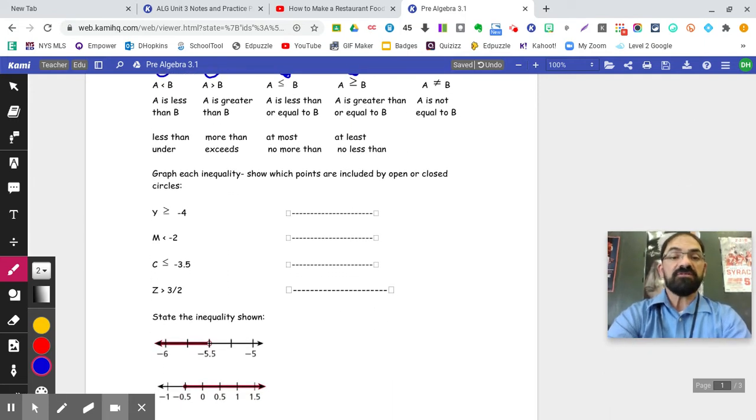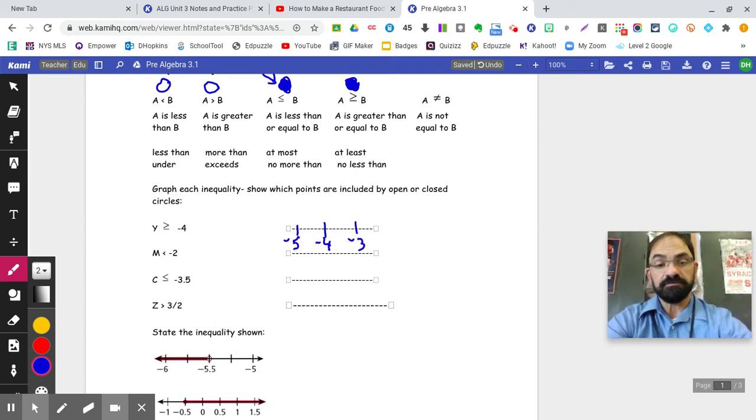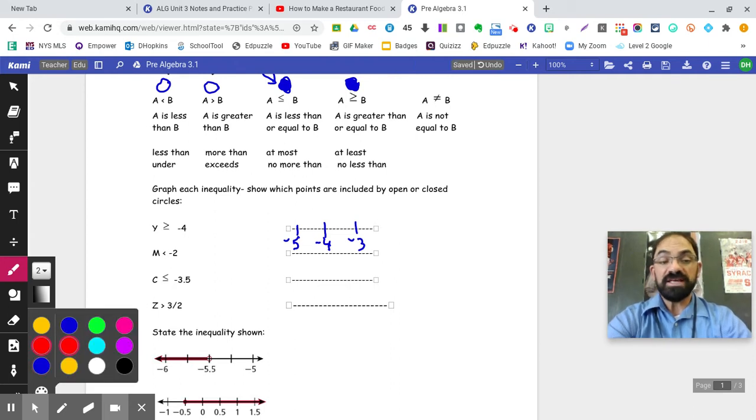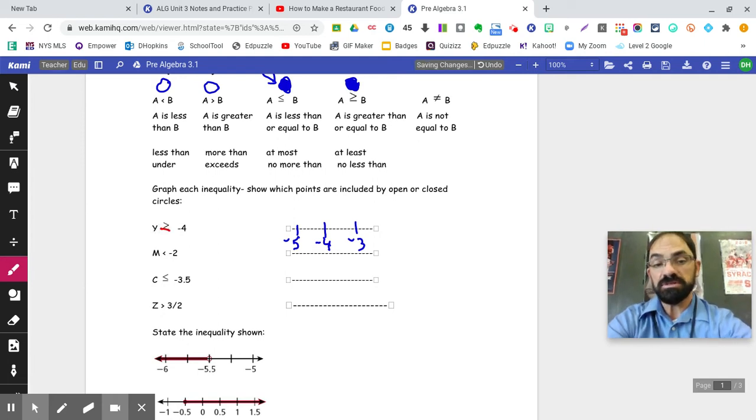All right, it says graph each inequality, show which points are included by open or closed circles. So y is greater than or equal to negative 4. On a number line, put negative 4 right in the middle, and then choose a number on either side of it. Negative 3 would be over here, and negative 5 would be over here. Is that an open or closed circle? Since there is a line under it, since there's a chance it's equal to, it is a closed circle.